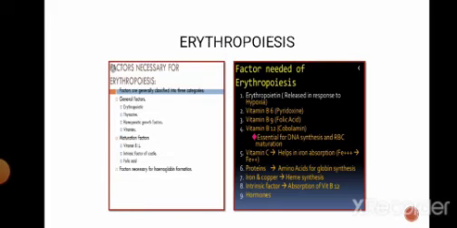Erythropoiesis. Erythropoiesis is the process which produces red blood cells, which is the development from erythropoietic stem cell to mature red blood cell.